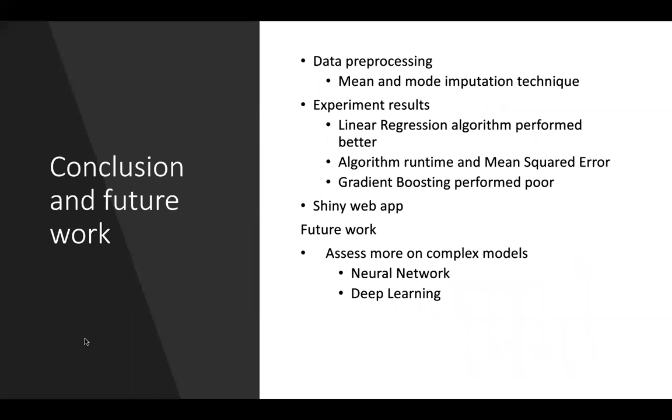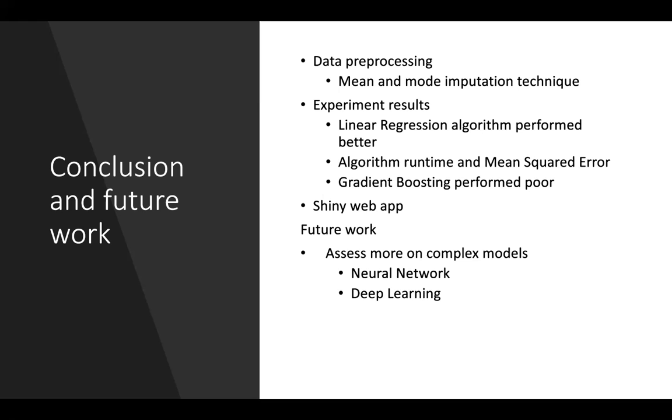So now I'm going to talk about the conclusion and future work. To conclude, in this study, firstly, we performed data processing. During this stage, we dealt with missing values using mean and mode imputation techniques. Rows with missing price attributes were removed from the data set as part of data processing. Once data processing was fully completed, we proceeded to the experiment phase.